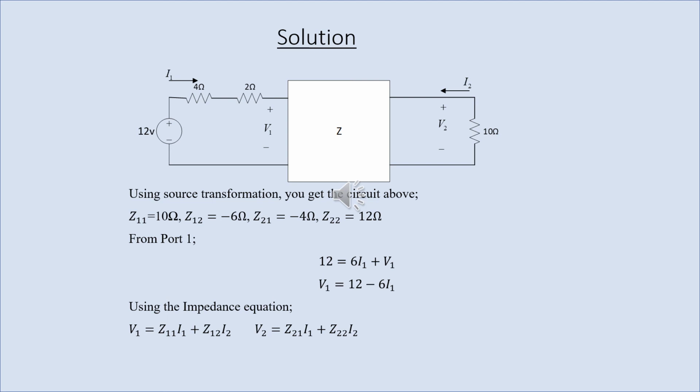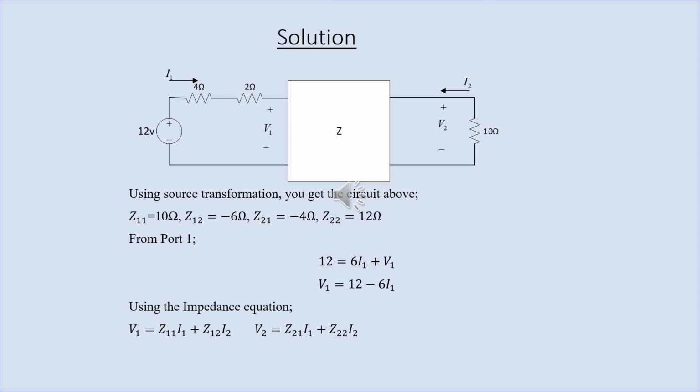That would give us our V1 to be 12 minus 6 I1, and our V2 will be minus 10 I2, that is the voltage drop across the 10 ohm resistor, which is minus 10 I2 because I2 is flowing out, in opposition to the current I1. So getting all this, our general formula for the impedance equation is V1 equals Z11 I1 plus Z12 I2, and V2 equals Z21 I1 plus Z22 I2.